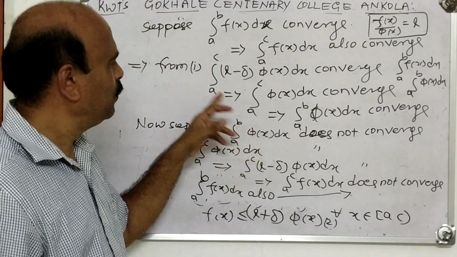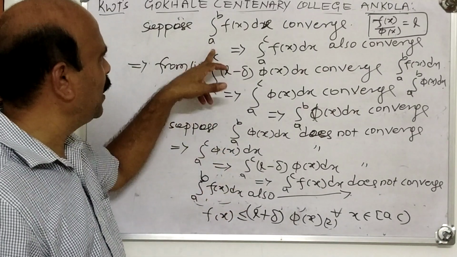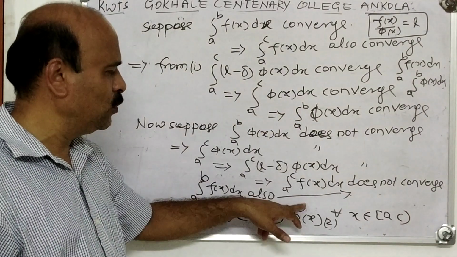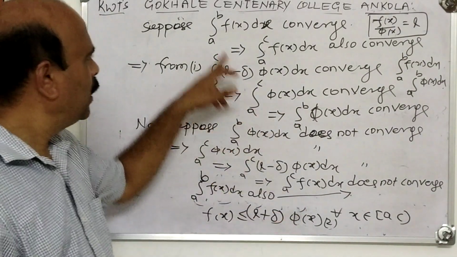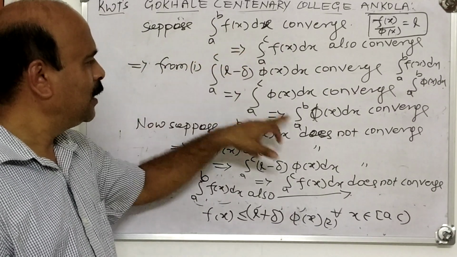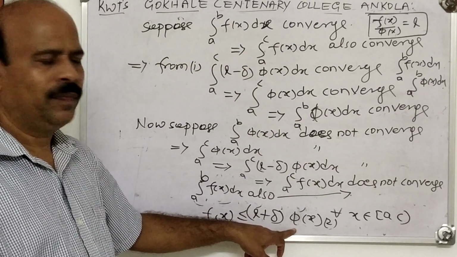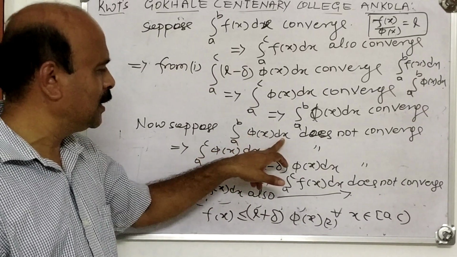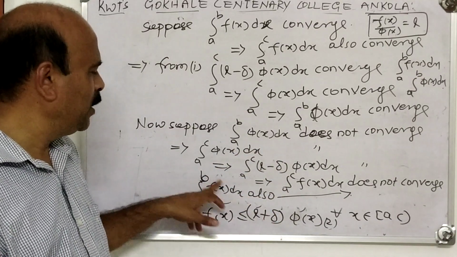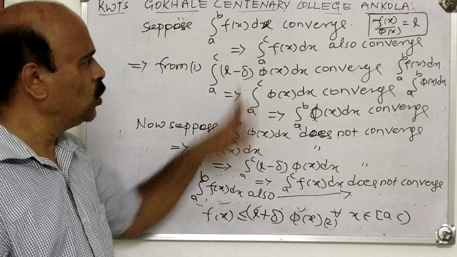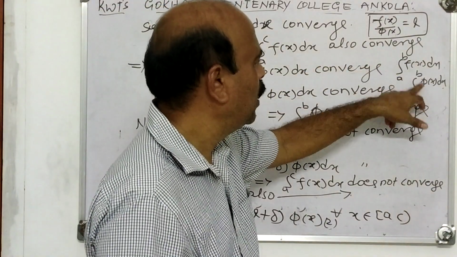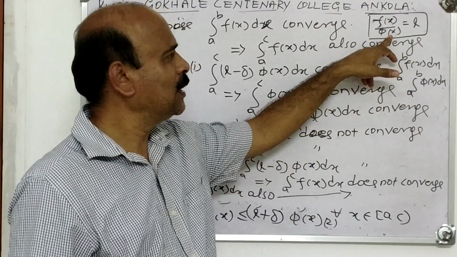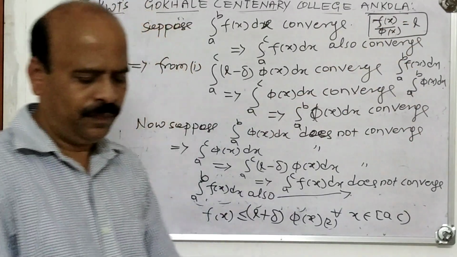What is the theorem? The theorem is like this. First we have taken a to b fx dx converge implies a to b pi x dx converge. For that we have used 1. From 2, if a to b pi x dx converge, then a to b fx dx converge. And similarly, using 2, if a to b fx dx does not converge, then a to b pi x dx does not converge. So both these two either converge or do not converge if this is the condition.